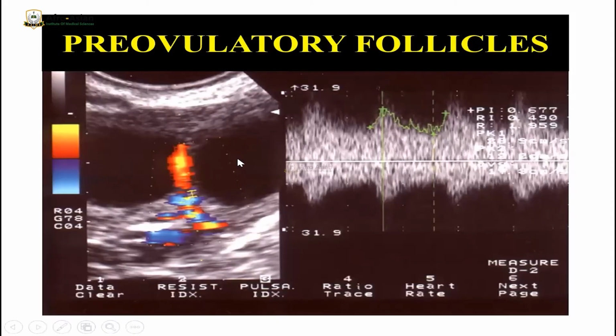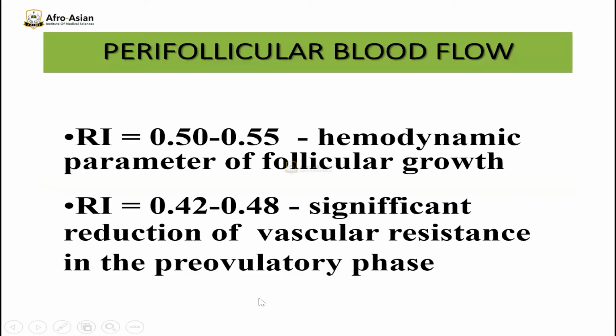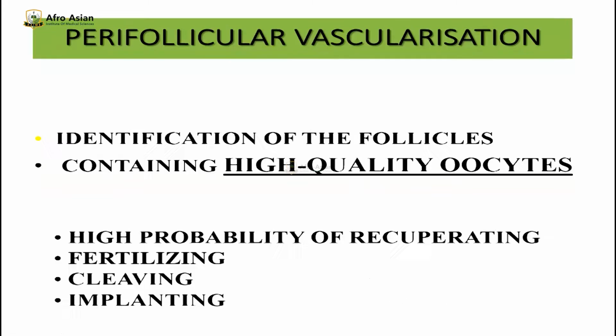Here is a periovulatory follicle, and you can see the two follicles, and here is the flow of the feeding vessel. This is perifollicular flow, and we can measure the resistive index. In this case it is 0.49. So 0.49 will fall in this criteria. So it means there is significant reduction of vascular resistance in the periovulatory phase.